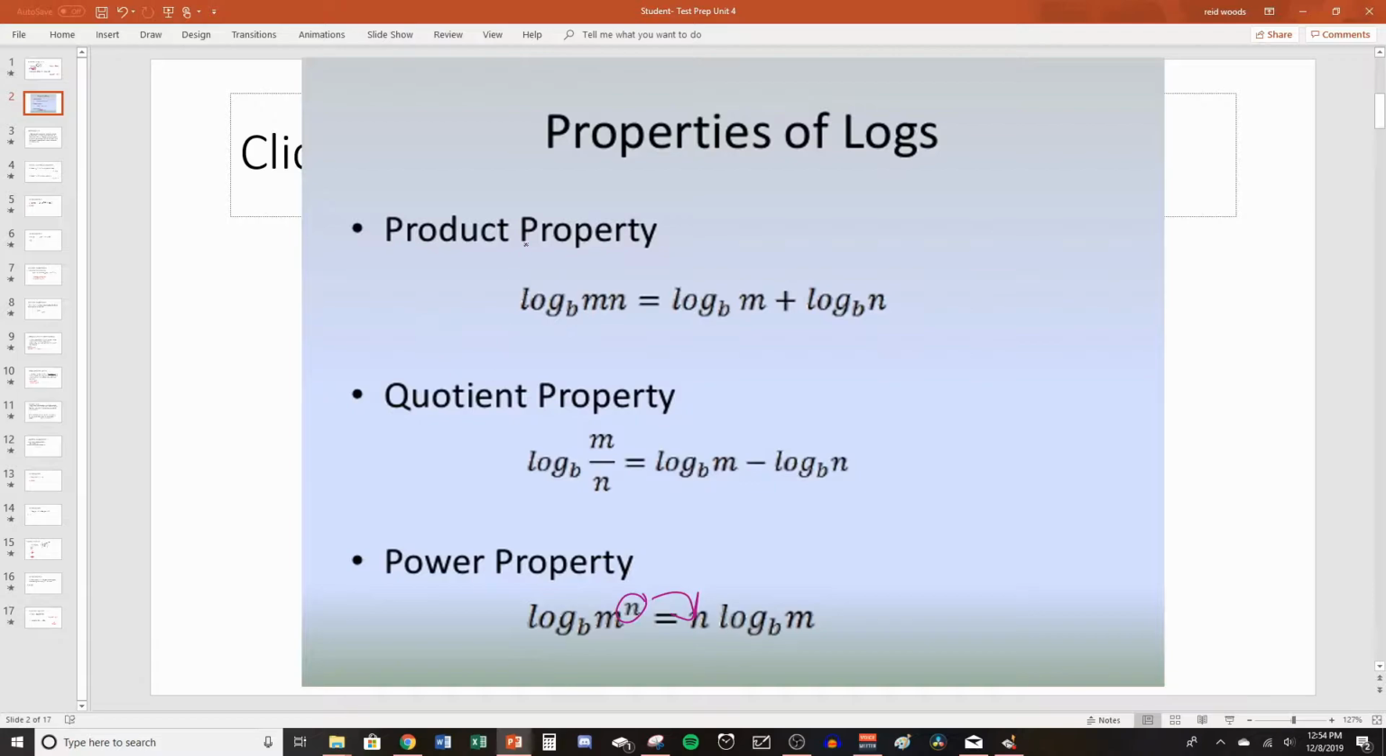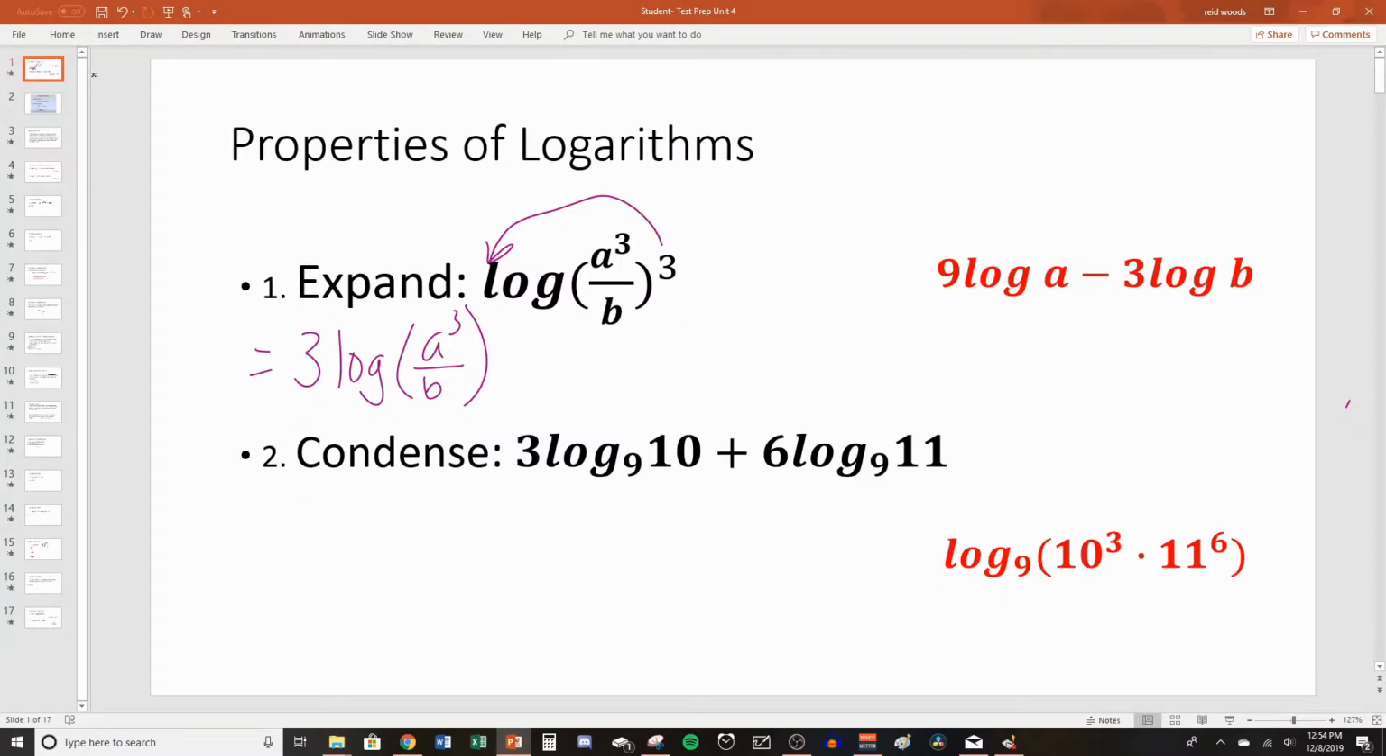Going back to our rules, we're going to be using the quotient property. Look, we have a fraction, and we're going to break it apart into 2 logarithms separated by subtraction. That is the quotient property. So let's show that. This is going to change into this. I keep the 3 in both of these. So it's 3 log. Now, order does matter. This a to the third is going to start here. And then the division symbol becomes subtraction, and I repeat the logarithm. It's 3 log b.